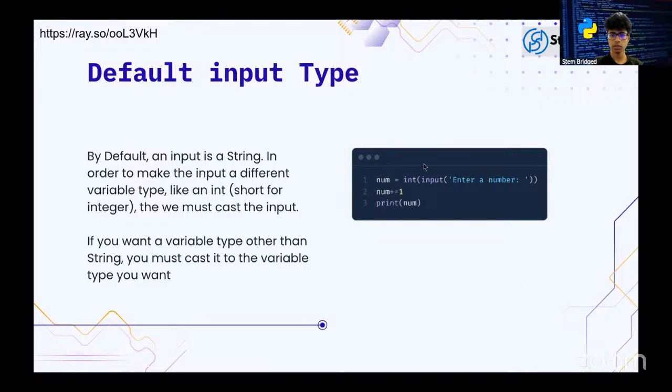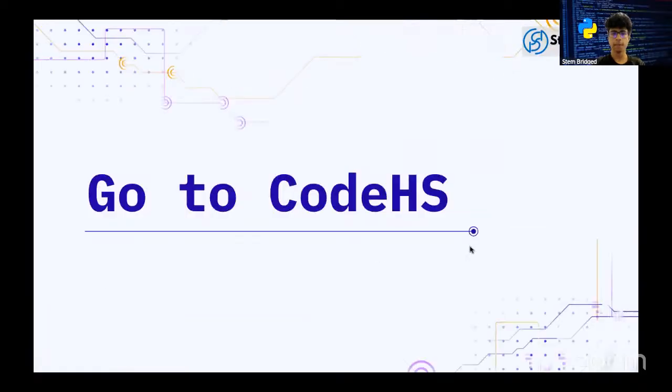We're just learning about inputs in Python. So num is equal to int. You have to cast as an int because input always returns strings. Then num plus equals 1, and then that should work. So we enter 5 and we get 6.